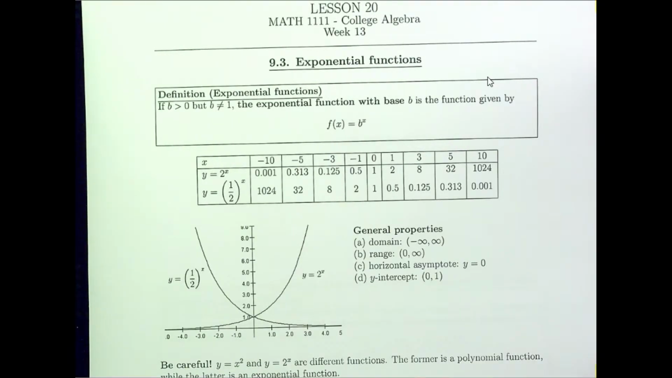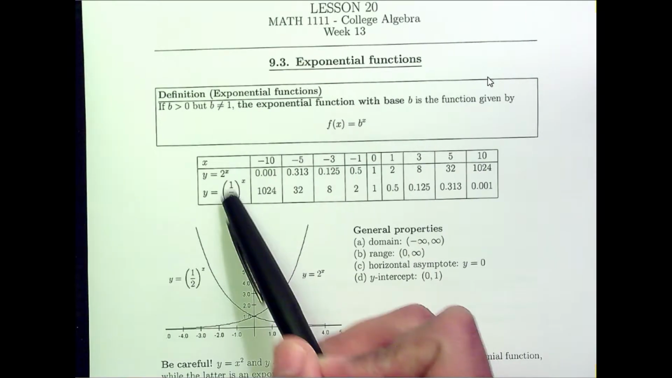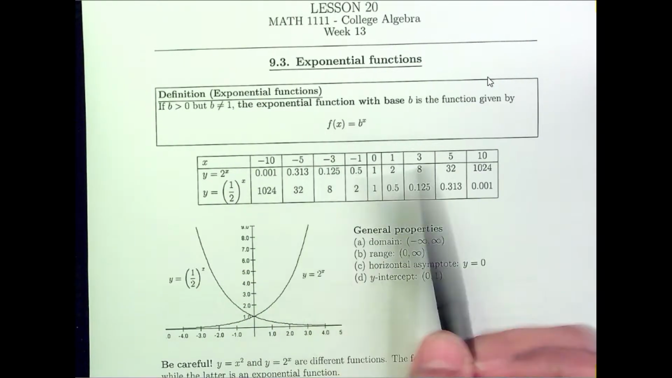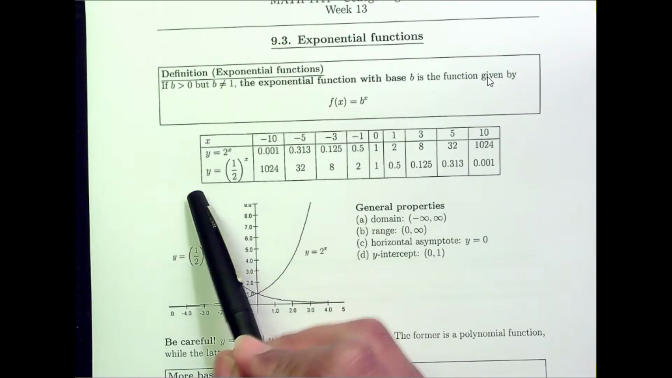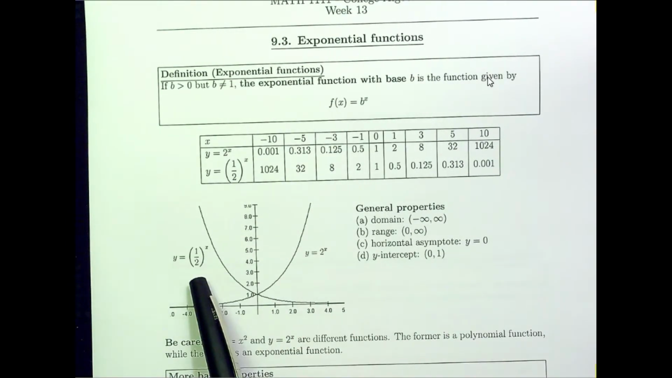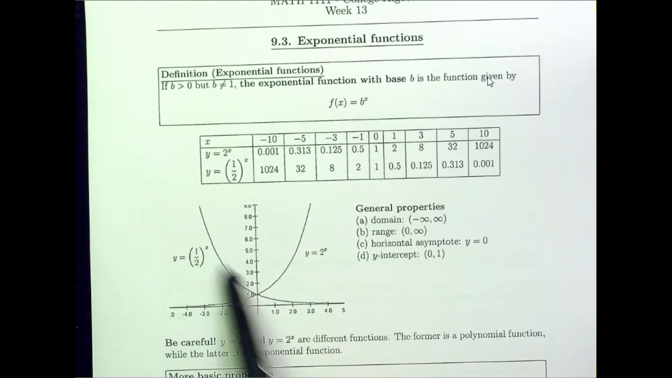And similarly, you could do the same thing for the base being equal to 1 half. You plug in a bunch of numbers to get the values, and you plot them, and you would see that the graph of f of x equals 1 half, all that to the x, is going to look like that.